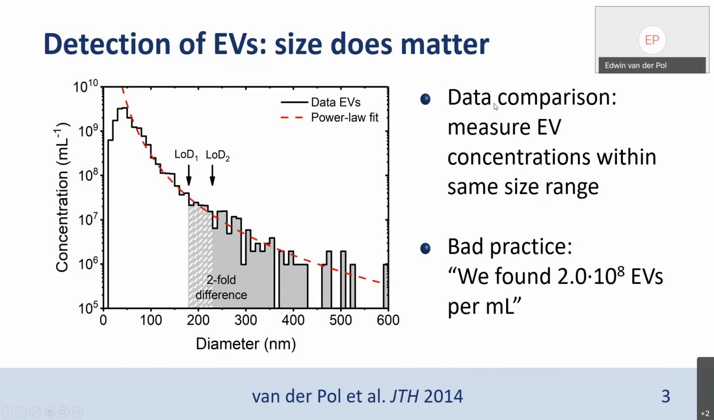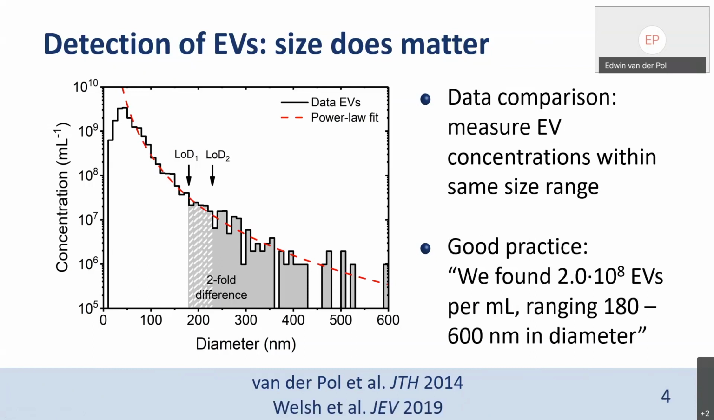So this affects data comparison, because to compare the EV concentrations, you have to state the size range. In fact, it's bad practice to state we found 2.0 times 10 to the 8 EVs per milliliter, but rather you state we found 2.0 times 10 to the 8 EVs per milliliter, ranging from 180 to 600 nanometers in diameter.